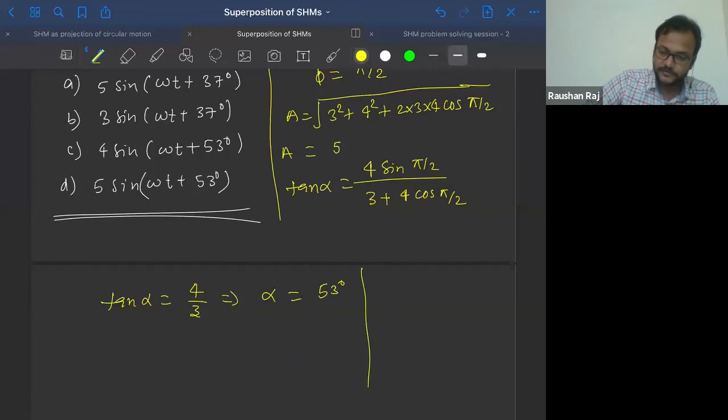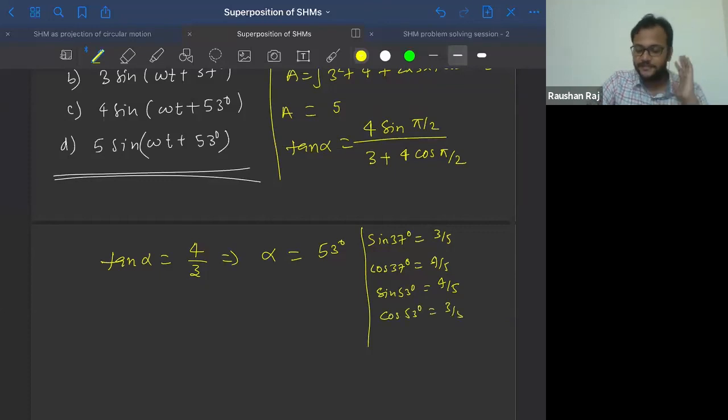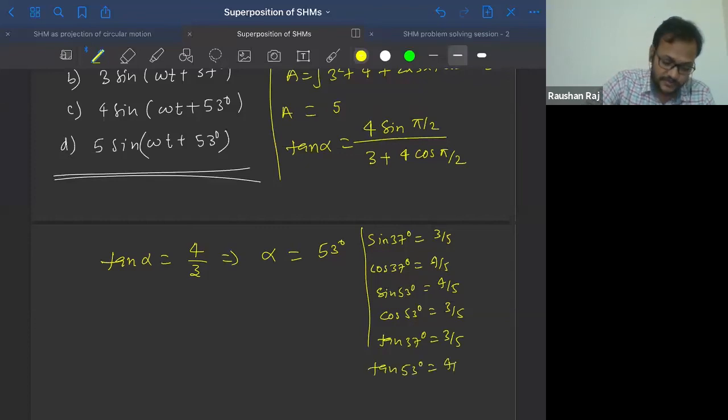See, I'll write a few of the things that you should understand. Sine 37 degree, that is 3 by 5. Cos 37 degree, that is 4 by 5. Sine 53 degree, that is 4 by 5. Cos 53 degree, 3 by 5. You can easily figure out what is tan 37, tan 53. So tan 37 degree is what? Sorry, not 3 by 5, 3 by 4. And tan 53 will be 4 by 3. Okay, these values you should know for sure.